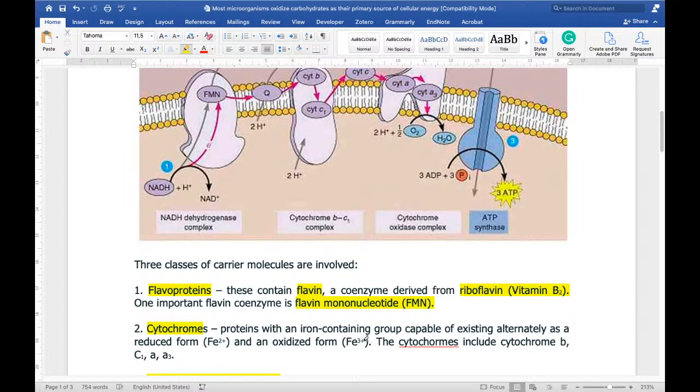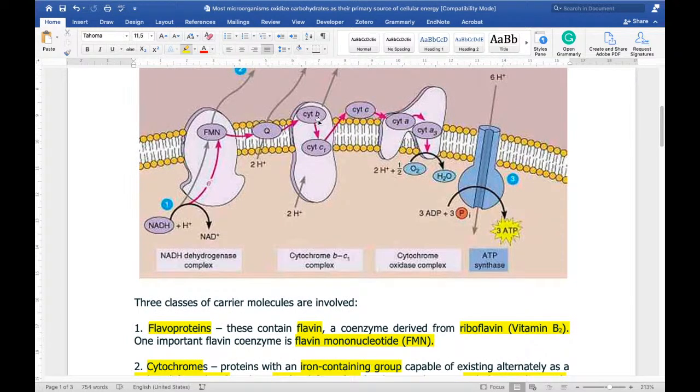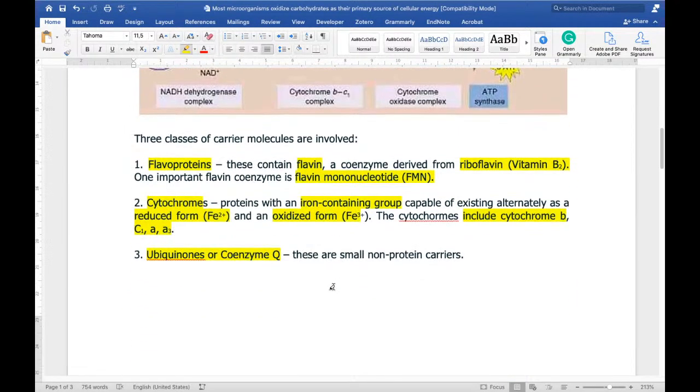They are proteins containing an iron group, and they alternate between the reduced form of iron and the oxidized form of iron. The reduced form is Fe2 plus and the oxidized form is Fe3 plus. The cytochromes include cytochrome B, C1, C, A, and A3. And ubiquinones or coenzyme Q are small non-protein carriers.